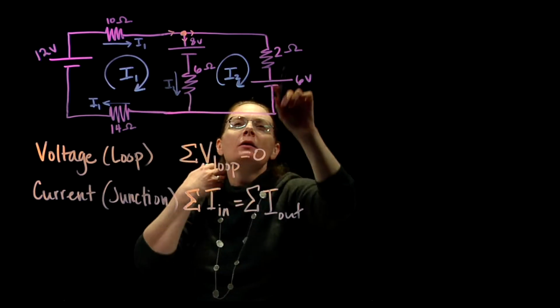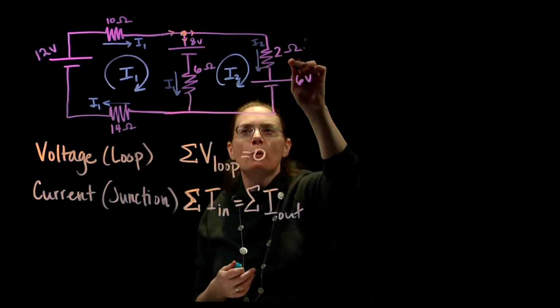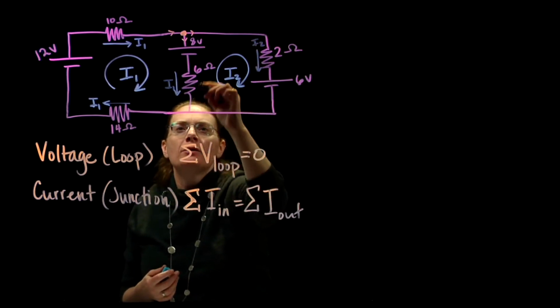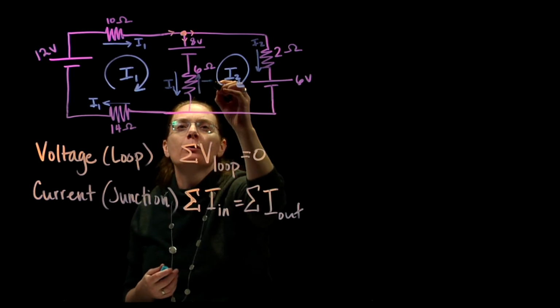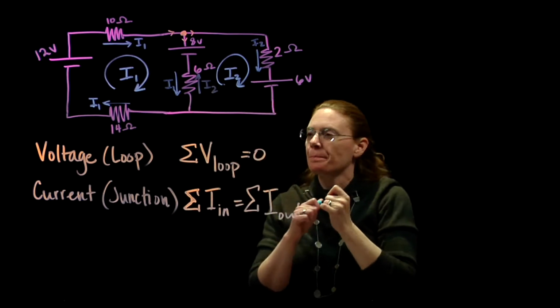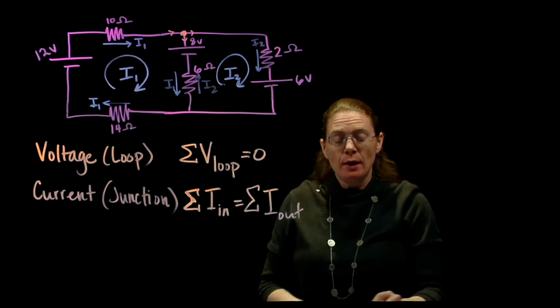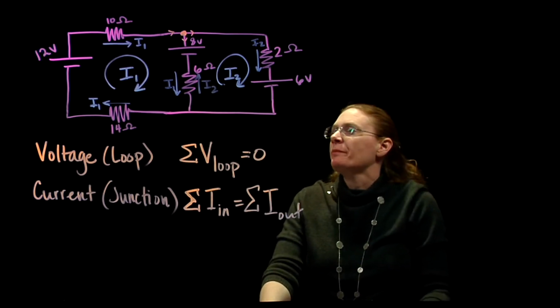I2, let's see. So I2 is going this way. So I2 is going downwards through that 2 ohm resistor, and I2 is going up through the 6 ohm resistor. Okay, I think I got it all. And again, that step you don't have to do, but I find it very helpful.